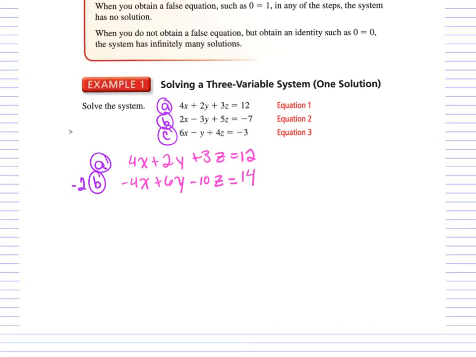And notice now how my x values are completely opposite. So that means I can add them together. So 4x plus -4x is 0. That was my goal. Got it. 2y plus 6y is 8y. 3z plus a -10z is a -7z. And 12 plus 14 is 26.